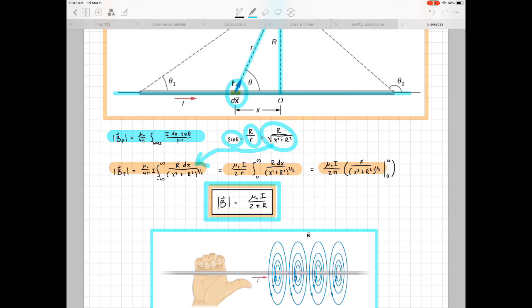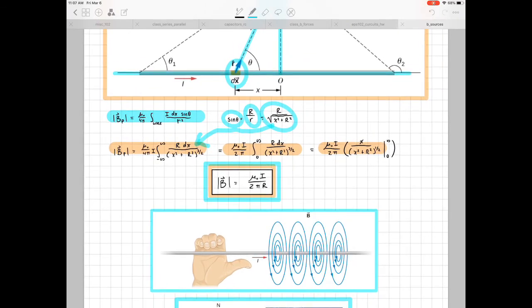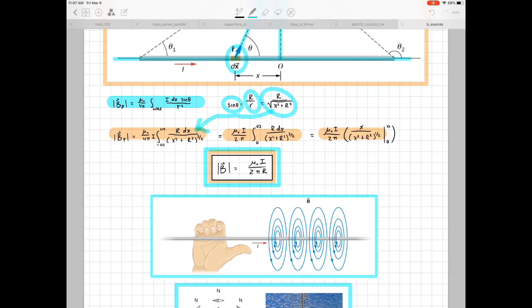So I here is the current in the wire, and big R here is how far away you are from the wire. Now, the direction of the magnetic field produced by this current-carrying wire is determined from the right-hand rule. So in this picture, thumb pointing in the direction of the current, and then you wrap your fingers around. And so up here at the top, the field is coming out of the page, and then at the bottom, the field is going in, everywhere along the wire.